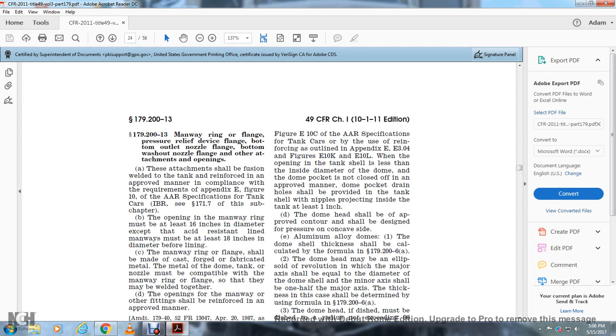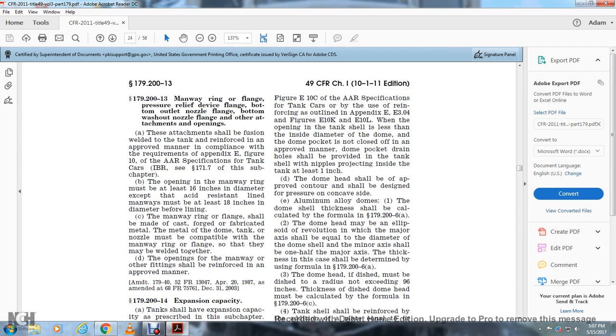When the opening of the tank shall be less than the inside diameter of the dome pocket, and the dome pocket is not closed with an approved cover, a dome pocket drain shall be provided within the tank. There shall be a nipple projecting inside of the tank at least 1 inch. The dome head shall be approved and shall be designed with the pressure on the concave side. Aluminum alloy dome shell thickness shall be calculated by the formula 179.206A.